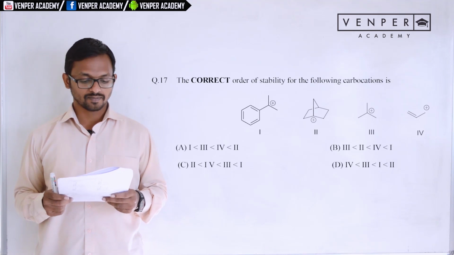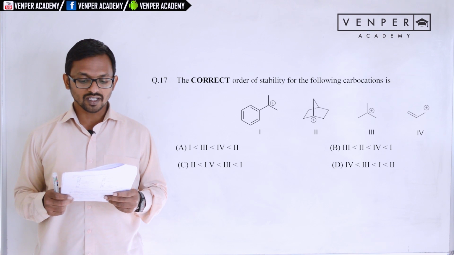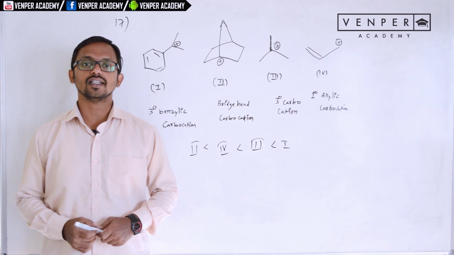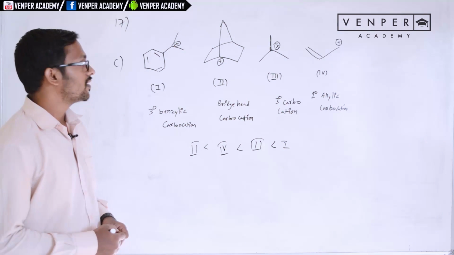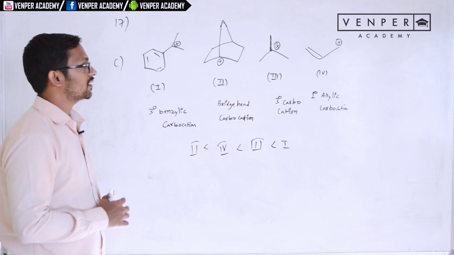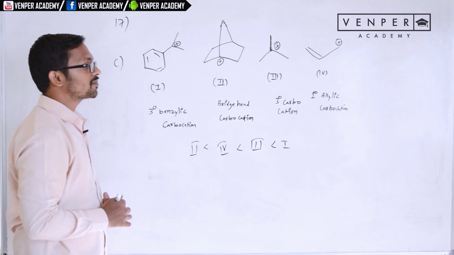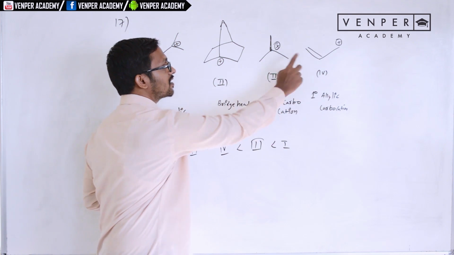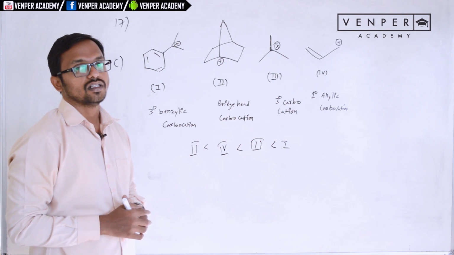Question number 17. The correct order of stability of the following carbocations is. In the given 4 options, option C is correct. Let's see. This compound is called a tertiary benzylic carbocation, and this carbocation is called a bridgehead carbocation, and this is a tertiary carbocation and this is a primary allylic carbocation.